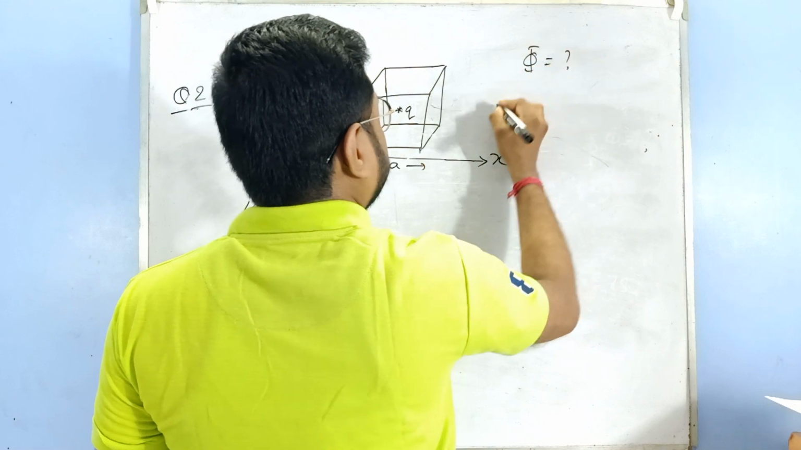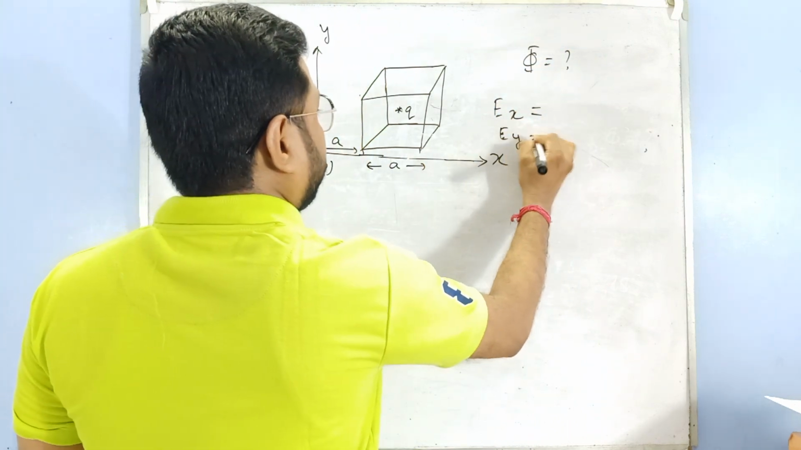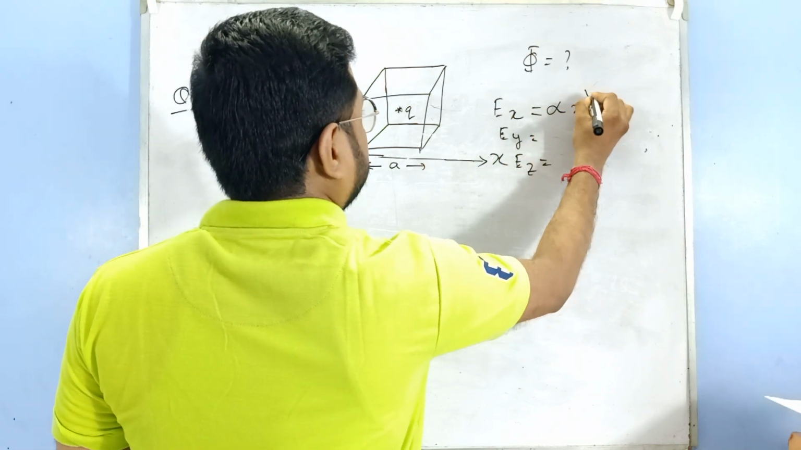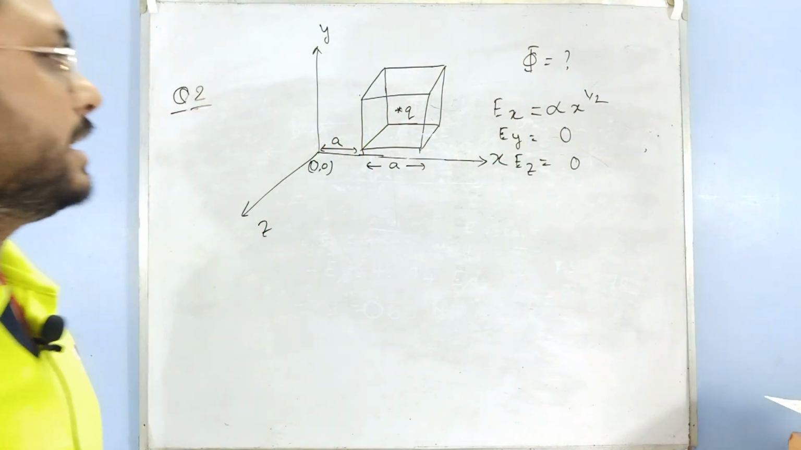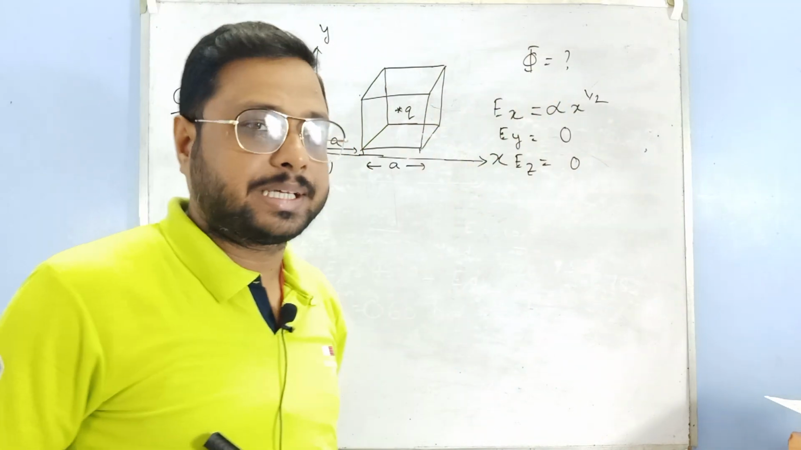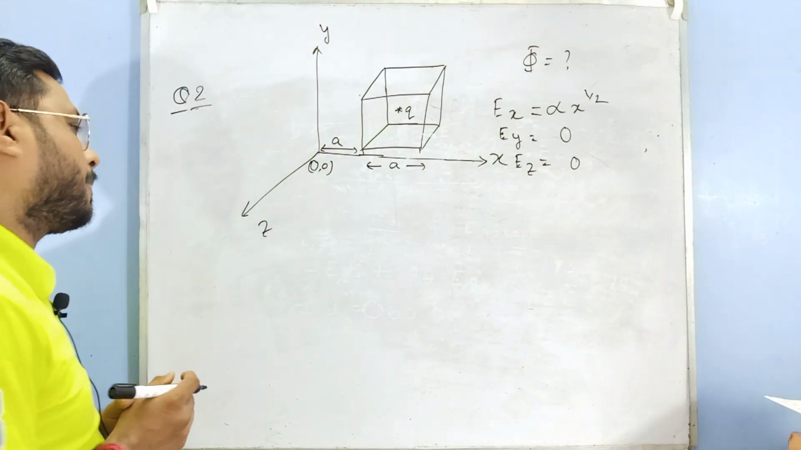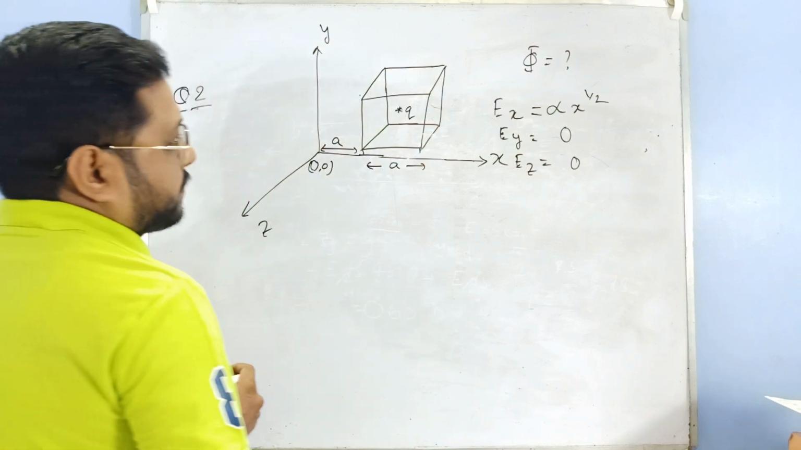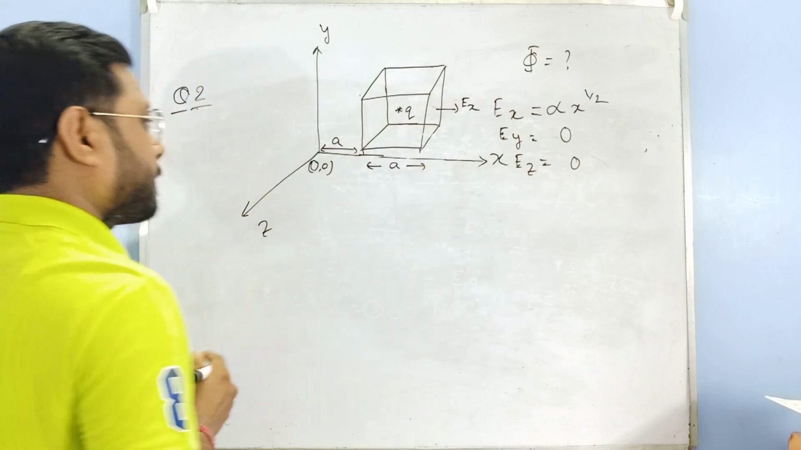And here it is also said that the electric field has Ex equal to alpha x to the power half, Ey is 0, Ez is 0. That is, the direction of the electric field is only along the x axis. So what is the value of phi? So if we say that the electric field Ex is along this direction.